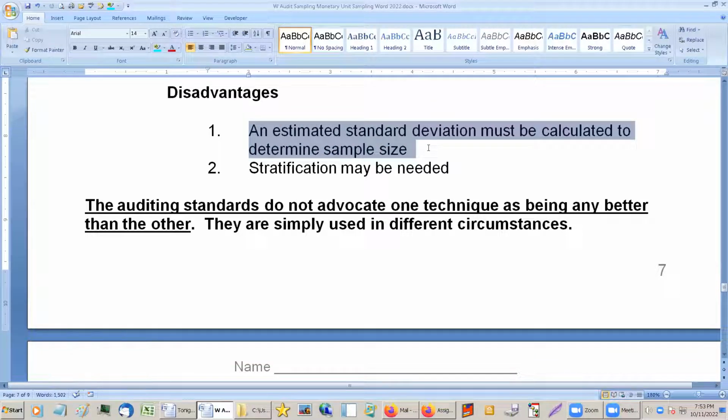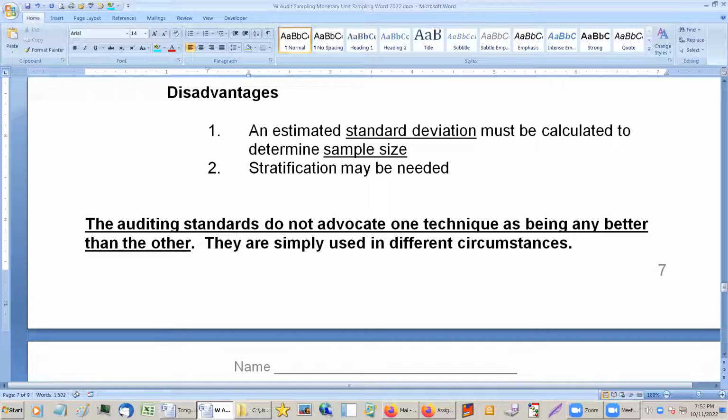Disadvantages: estimated standard deviation must be calculated to determine the sample size. So you have to do some work ahead of time before you even get the sample size. You want to know how many items to pick, so you have to actually go out and take a sample to get a standard deviation to make a sample size. Stratification may be needed, and we'll talk more about this next class. You may want to look at larger items more than littler items.